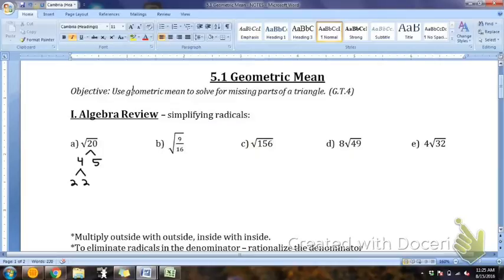Now, we can't break 5 down anymore, and we can't break 2 down anymore. Okay? We are looking for pairs of things. Does anybody know why we're looking for pairs of things? Anybody know? There is a hidden 2 right here. You don't need to write it, but that's where we get the square root. There's a hidden 2 right there.